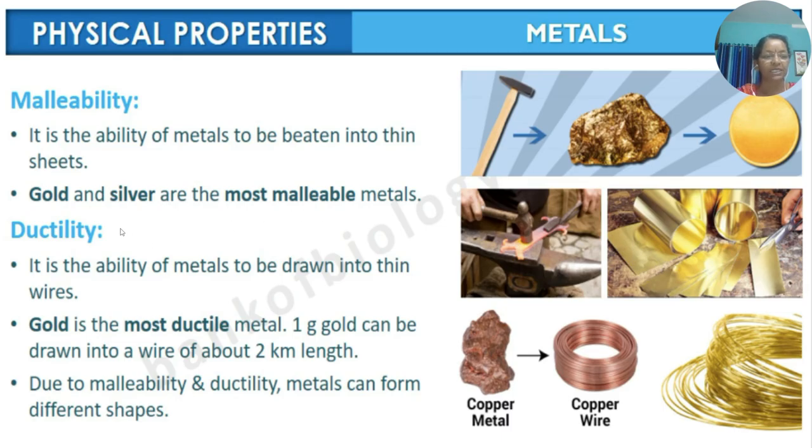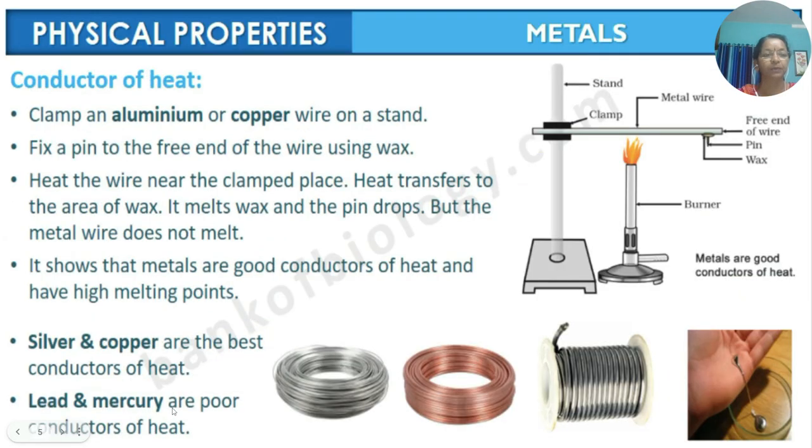The next property is ductility. That means the ability of metals to be drawn into thin wires like this. Gold is the most ductile metal. 1 gram of gold can be drawn into a wire of about 2 kilometer length. And due to malleability and ductility, metals can form different shapes.